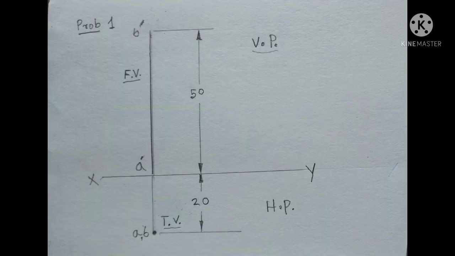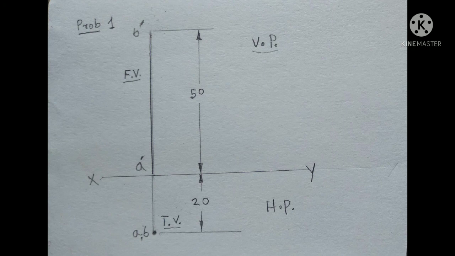This is the solution of our first problem, which we will do in our drawing sheet. So first of all, draw the horizontal line XY, which is the intersecting line between the two planes, the horizontal plane and the vertical plane, you know. Then study the picture and draw it according to the proper dimensions. Maintain proper dimensions and give the dimensions properly.